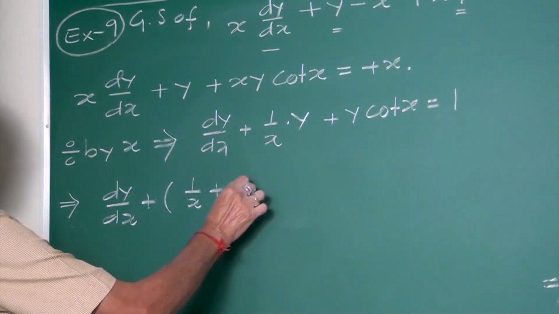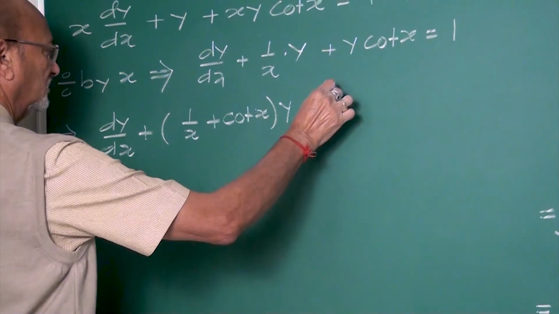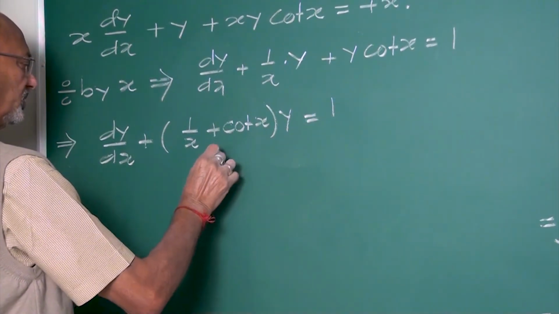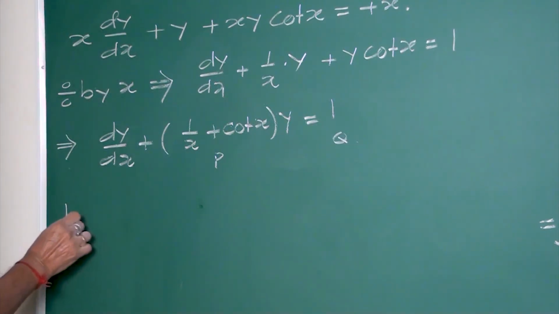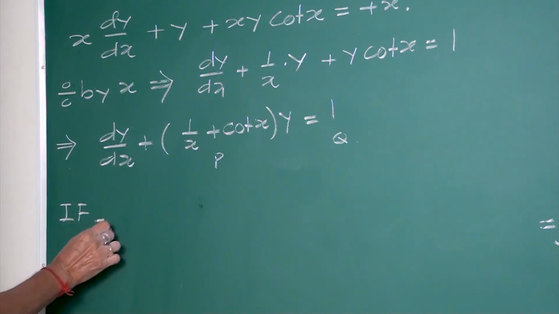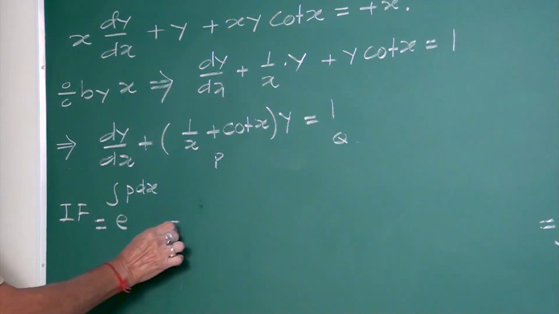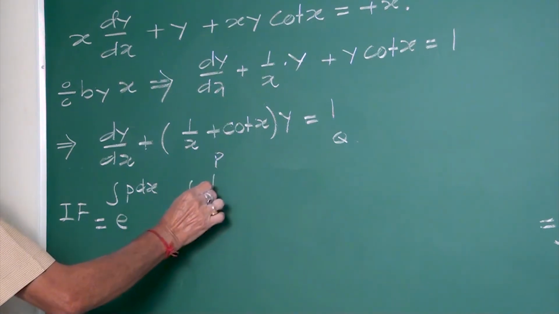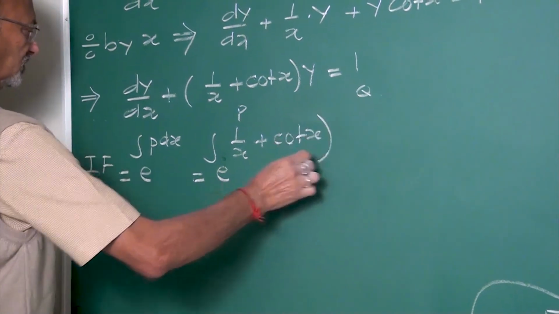dy/dx + (1/x + cot x)y = 1. My friends, this is P, this is Q. So, the integrating factor is e to the power integral of P dx. What is P? 1/x + cot x, dx.